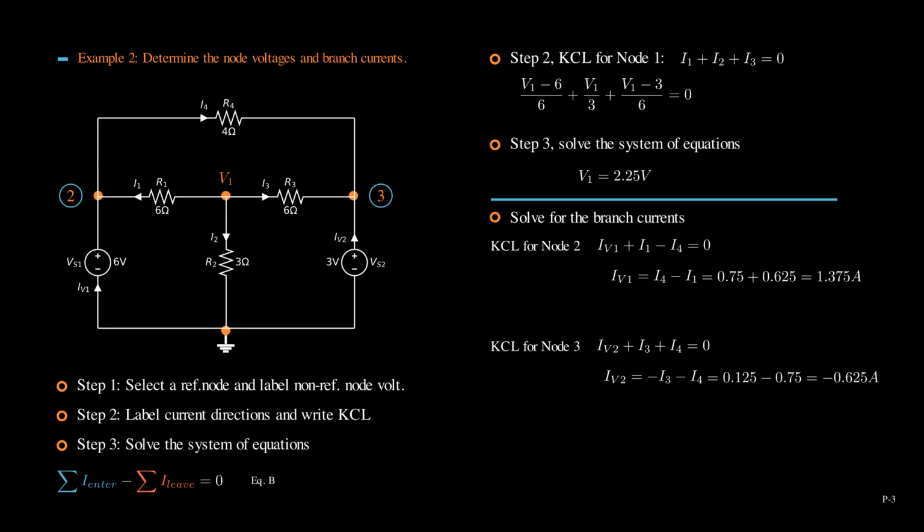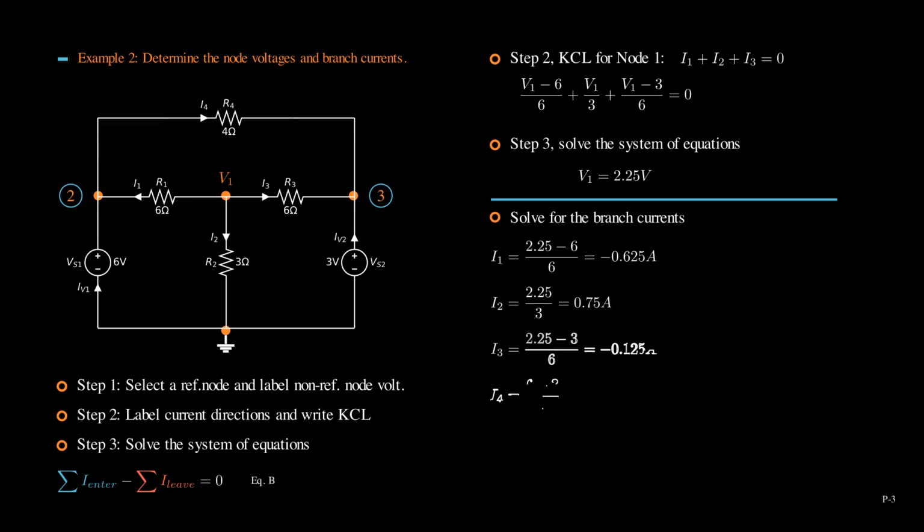We defined the current IV2 as leaving the positive terminal of Vs2. We find IV2 is negative. This means the current actually enters the positive terminal of Vs2, which may be counterintuitive to some people. An analogy you can consider here is charging a battery. Finally, we can summarize the branch currents as follows.